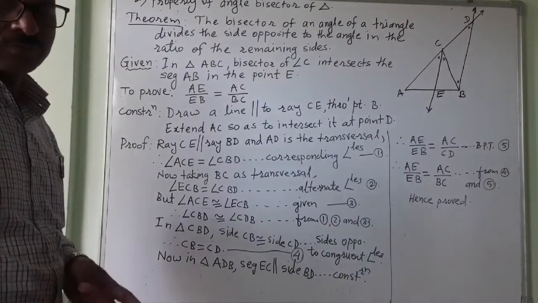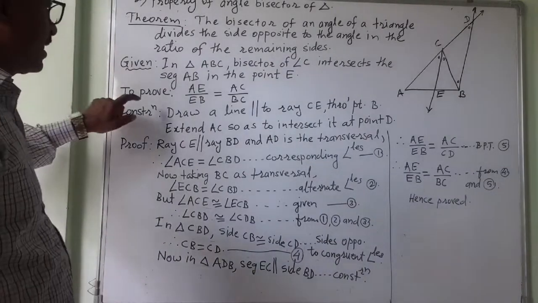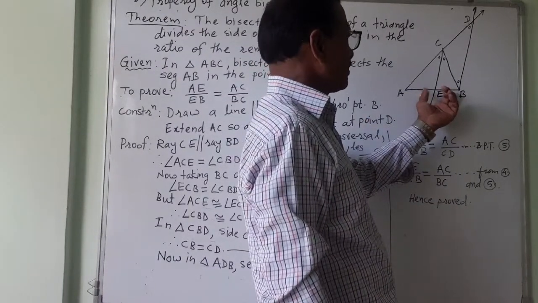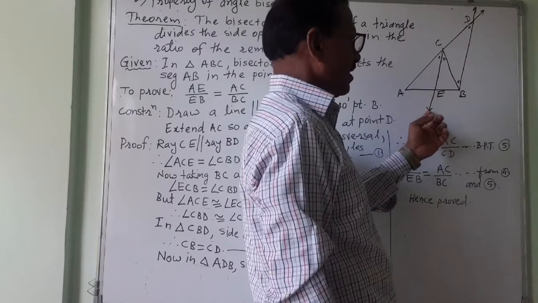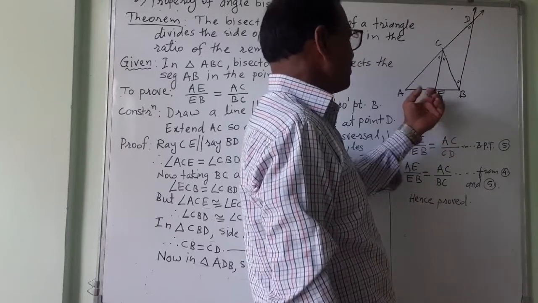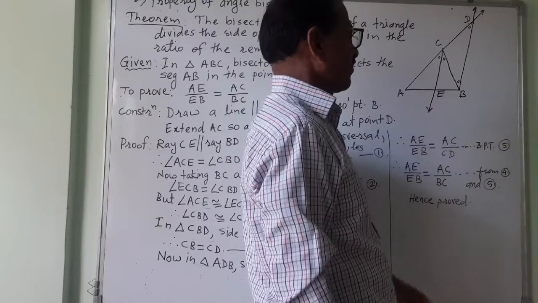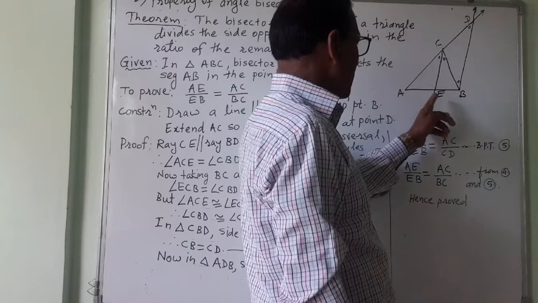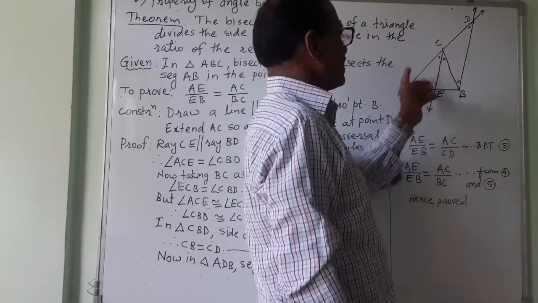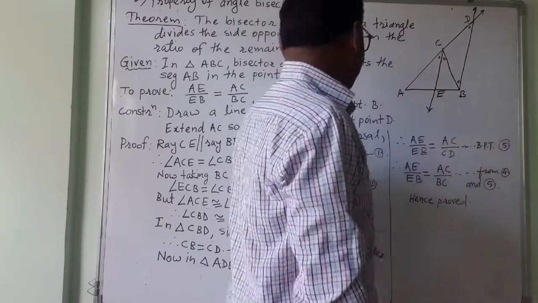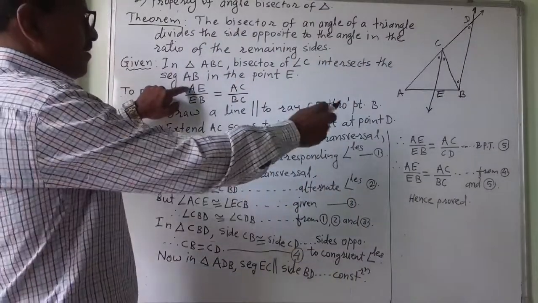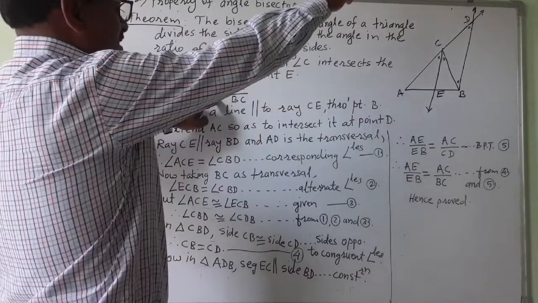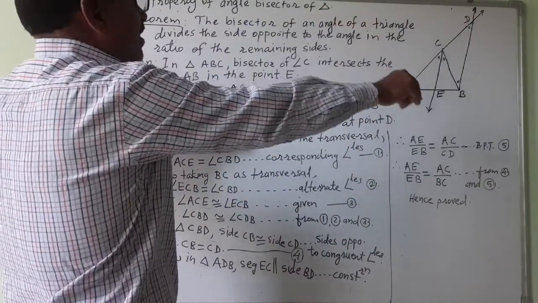What is to prove? I want to prove that the ratio of these two segments, because of the angle bisector, the ratio of AE upon EB is equal to the ratio of the remaining sides. AE, from A I have started this, so I will start from AC upon BC. AE upon EB is equal to, from A, AC, these are the two sides, and from B, BC.